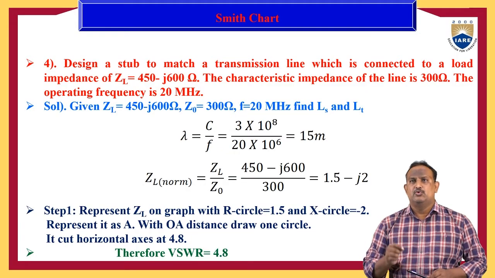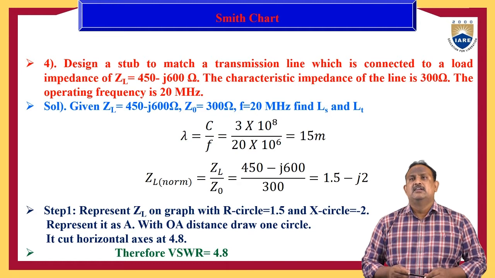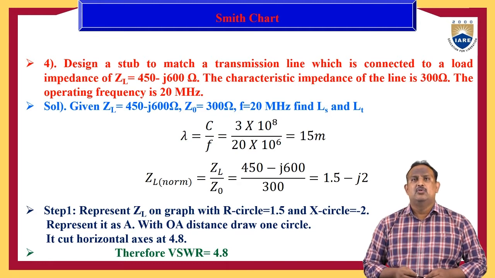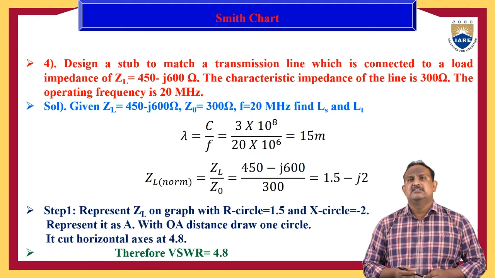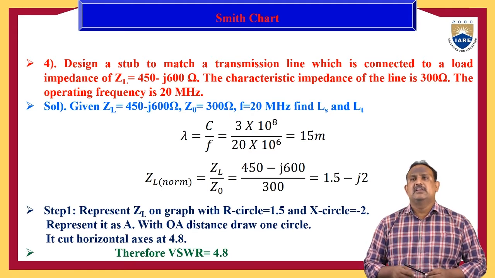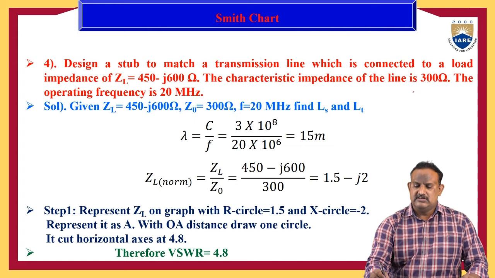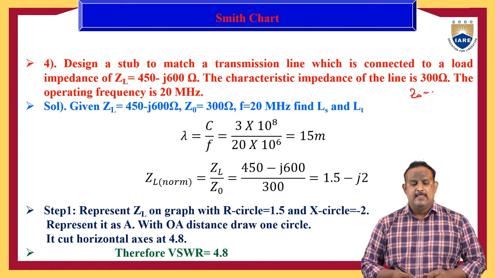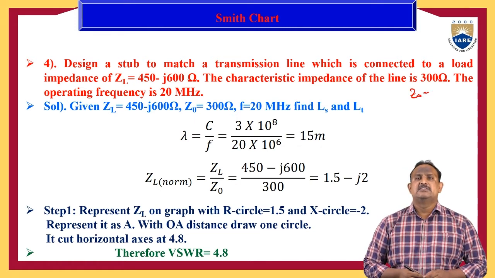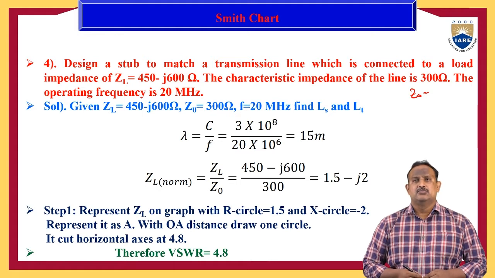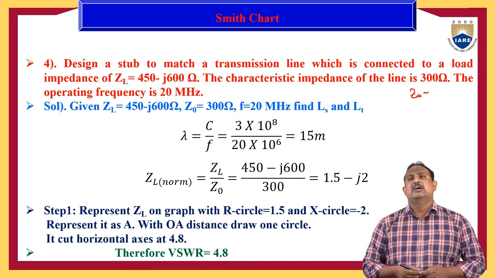Design a stub to match a transmission line which is connected to a load impedance of ZL equal to 450 minus J600 ohms. The characteristic impedance of the line is Z0 equal to 300 ohms. The operating frequency is given as 20 megahertz. First of all, we need to find the normalized impedance value and lambda value. Then we'll design the stub matching.